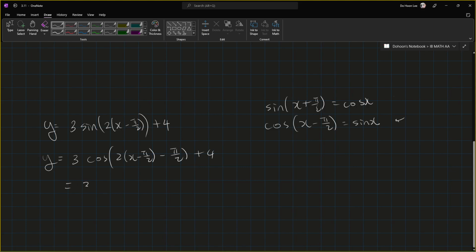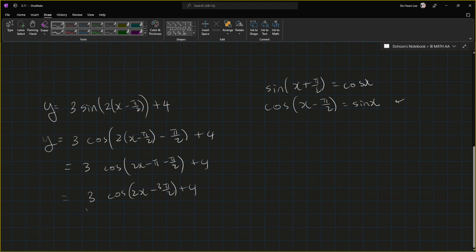And let's simplify that. 3 cos of 2x minus pi over 2 plus pi over 4 equals 3 cos of 2x minus 3 pi over 4. And let's change it back into the form that we know of: 3 cos of 2x minus 3 pi over 4, plus 1. We're missing a 1 here. And if you graph that on the graphing display calculator, you'll see that they're the same.